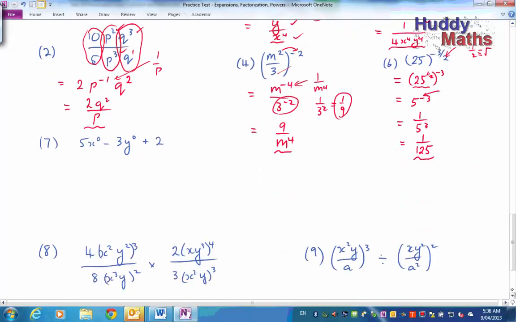Let's come down. Looking at this one here now, number 7. Anything raised to the naught is 1, provided that proviso x is not equal to naught. So this is 5 times 1, and if y is not equal to naught, y to the naught is 1, so it's 3 times 1 plus 2. This is 5 take 3 plus 2, which would be 4. 5 take 3 is 2, plus another 2 is 4.